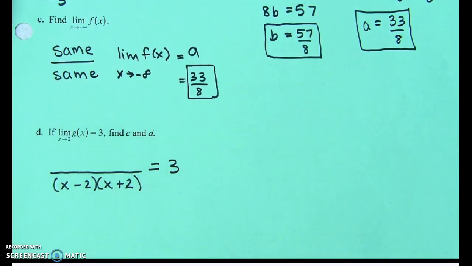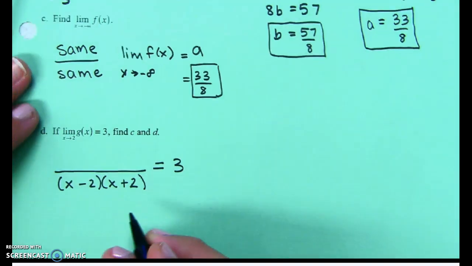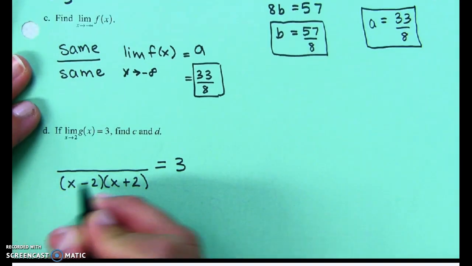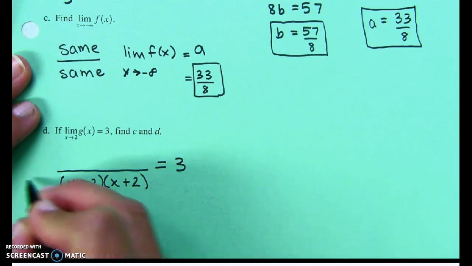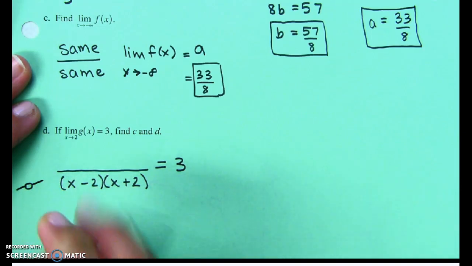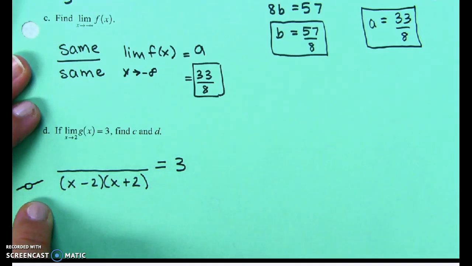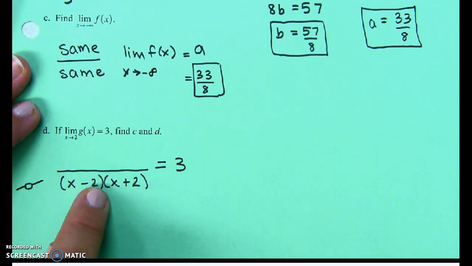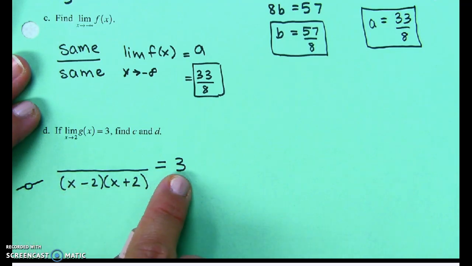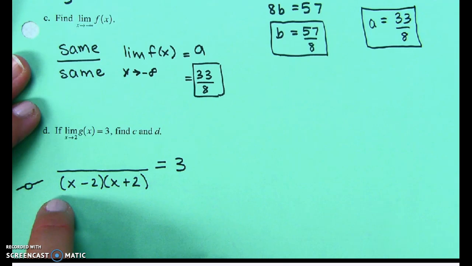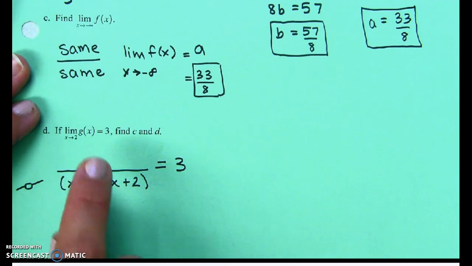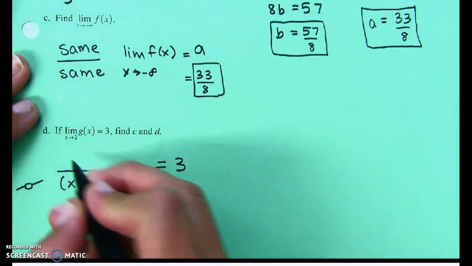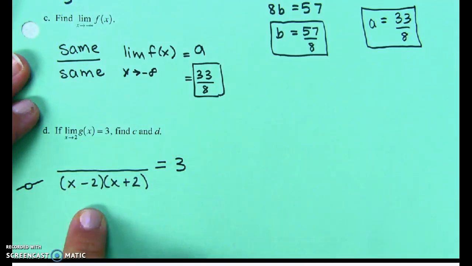What does that mean, you guys? So what would make a function undefined, but it would still have a limit? Well, that would be a hole, right? So even though 2 makes this undefined, we still have a limit of 3, means there's a hole. Well, now you need to go backwards in your brain and go, well, what makes a hole? What makes a hole is if the factor cancels.